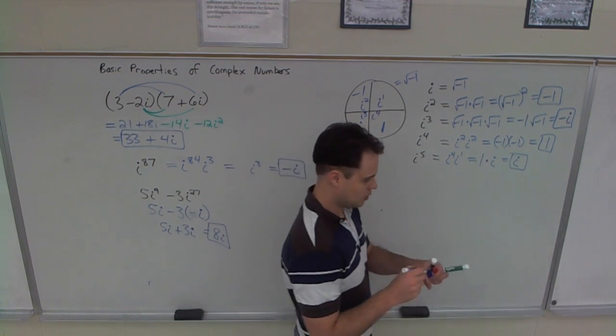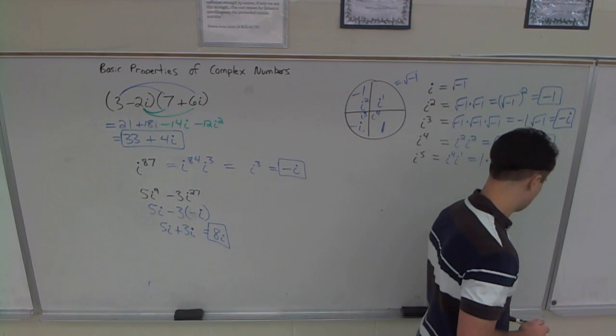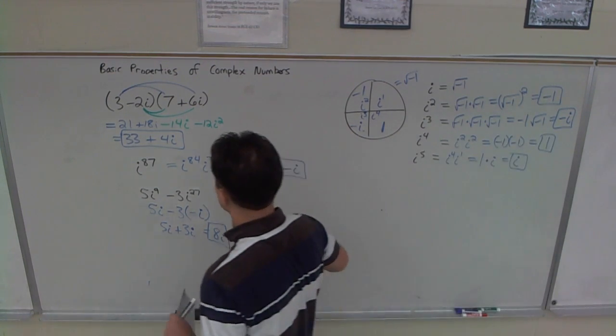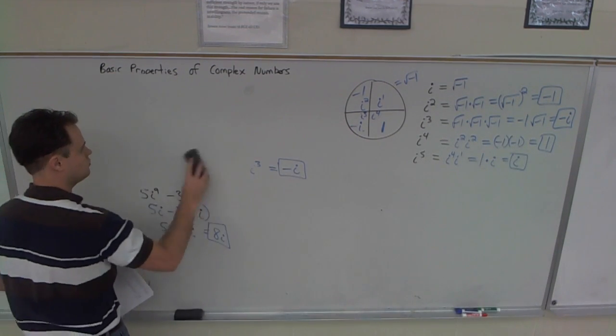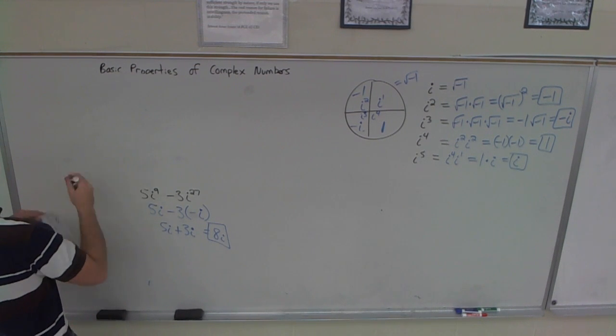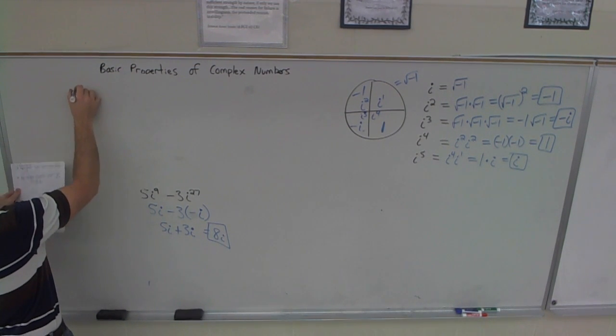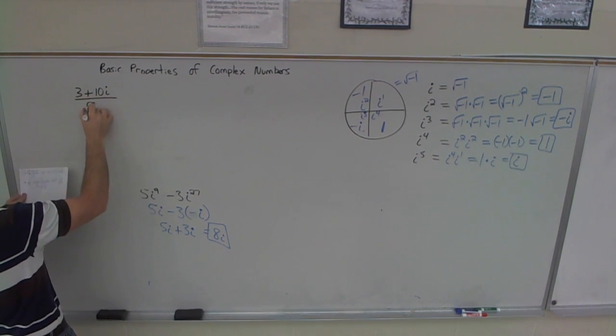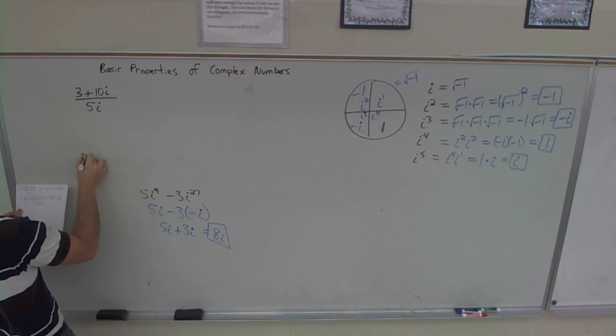Okay? Let's look at dividing complex numbers. That will be good with basic properties of them. So there we go. So dividing complex numbers. Let's look at this one. And then let's do this one too.